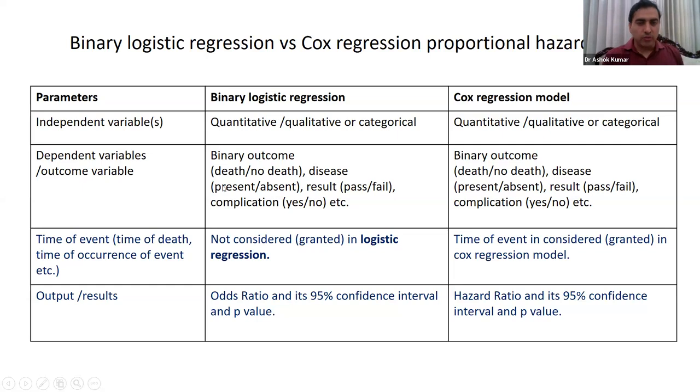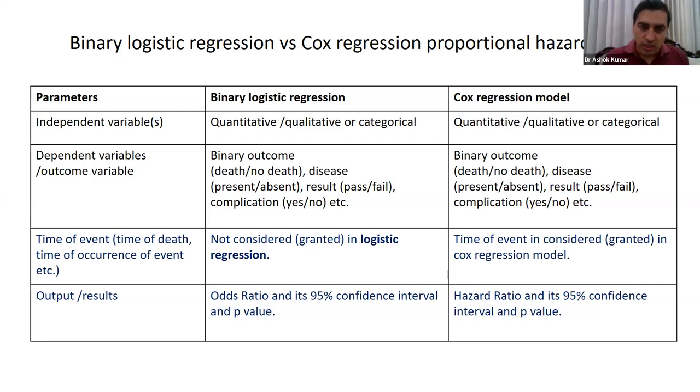But when we talk about Cox regression model, there is a time of event also included. For example, the outcome is a binary outcome, death or no death, so the time of death we have to include. Time of complication we have to include. So in Cox regression model, we have to include time of event.